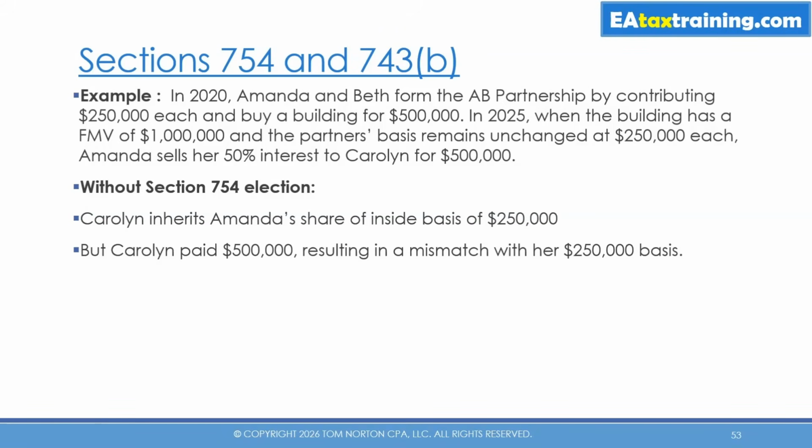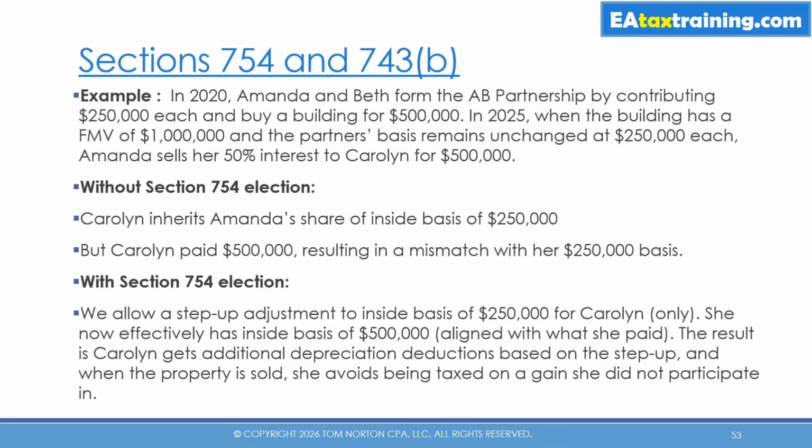So you've got a mismatch here, again, between outside basis and inside basis. Her outside basis is $500,000. Her inside basis is only $250,000. So what does a 754 election do here? It allows a step-up adjustment to the inside basis of $250,000 for Carolyn only. She now effectively has inside basis of $500,000, which is aligned with what she paid. So the result is she gets additional depreciation deductions based on that step up in basis. And when the property is sold, she avoids being taxed on a gain that she did not participate in.